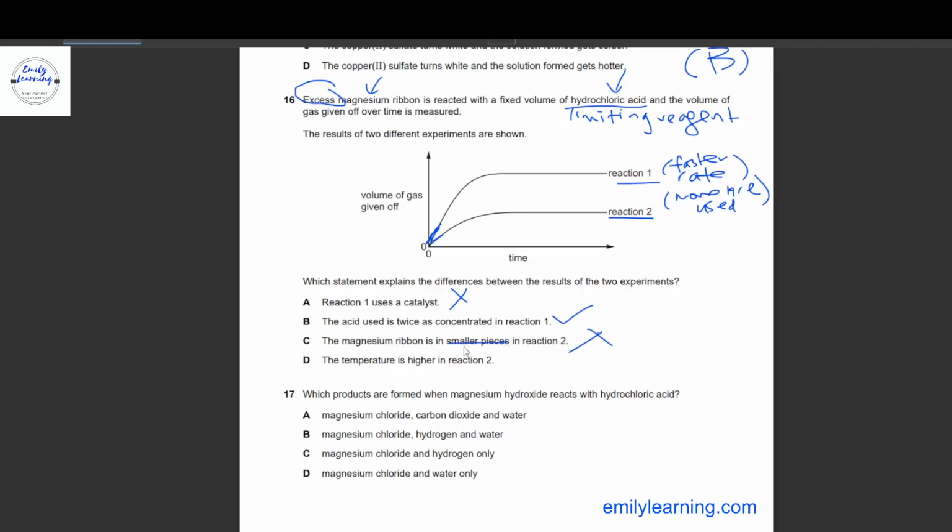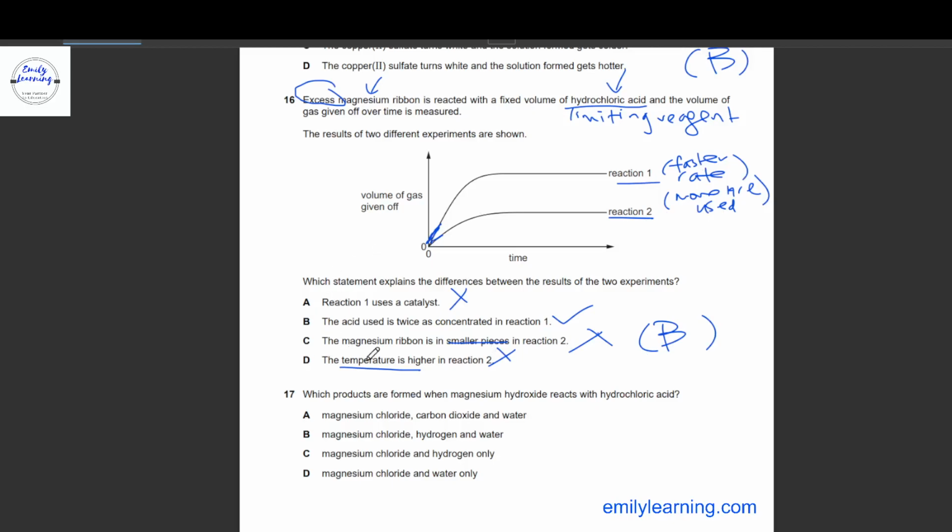Smaller pieces mean a faster rate of reaction, but in reaction 2 the rate is slower. And smaller pieces of the same amount of magnesium will not increase the volume of gas produced, so C is also out. The temperature is higher: no. Reaction 2 has a slower initial rate, but a higher temperature should make the rate faster, so this doesn't explain the curve. It also doesn't explain why less hydrogen is produced. So the answer for 16 should be B, because only B results in a faster initial rate of reaction for reaction 1 and also more hydrogen being produced.